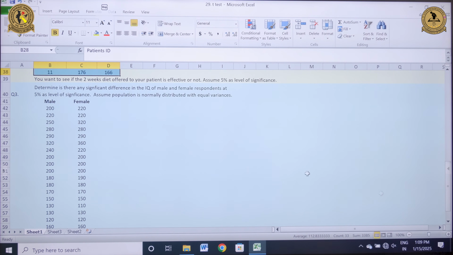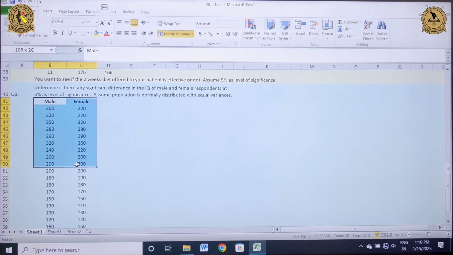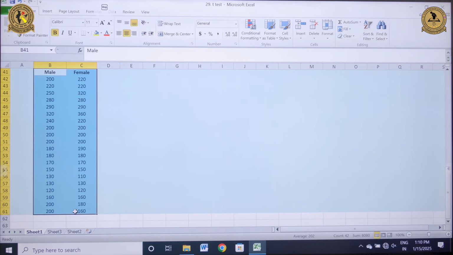Now let's focus on this last part. Determine whether there is any significant difference in the IQ of male and female respondents at 5% level of significance. Assume the population is normally distributed with equal variances. So it is a case of equal variance, that is, a t-test with equal variances. Data of the male and female population is given, and I need to identify whether there is a significant difference between the IQ of male and female or not. Let me first copy paste this information.